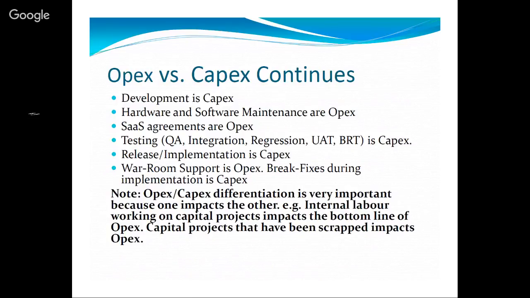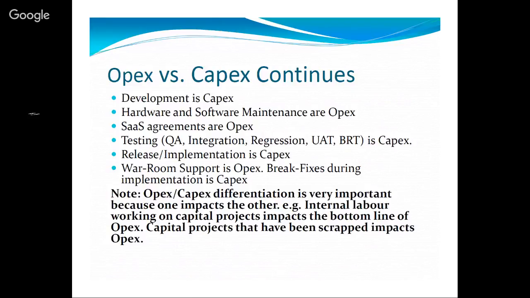Now, why is this very important? OPEX CAPEX differentiation is very important because one impacts the other. For instance, in IT, internal labor work on capital projects impacts the bottom line of the OPEX. Capital projects that have been scrapped impact the OPEX as well. So it's very, very important that as we look at projects that we are going to propose to our business folks, we actually align with them. This may not apply to many PMs, but program managers and portfolio managers, this may apply to you. So it's very important for you to take note of this as we go on.